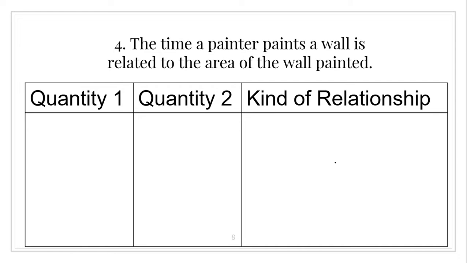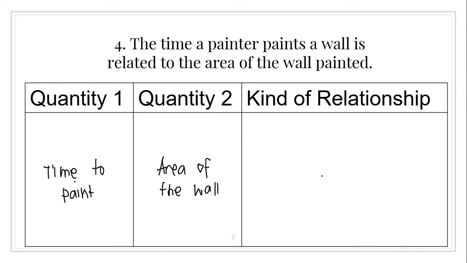Okay? And lastly, we have the time a painter paints a wall is related to the area of the wall painted. So, again, the two quantities that we are talking about are the time to paint and, saan ba ito kino-compare? It's with the area of the wall. So the relationship they have is direct.